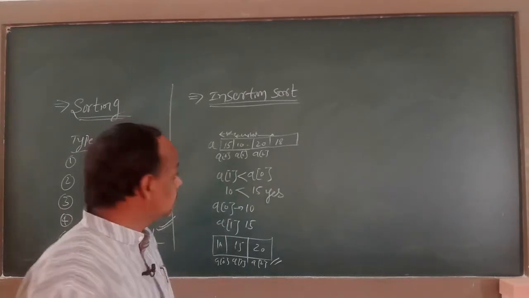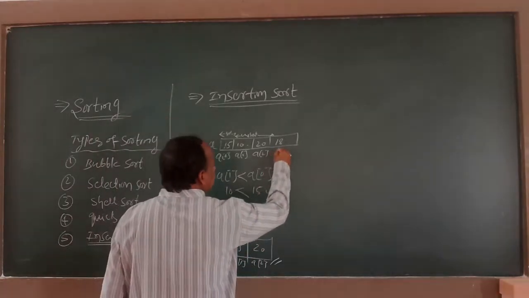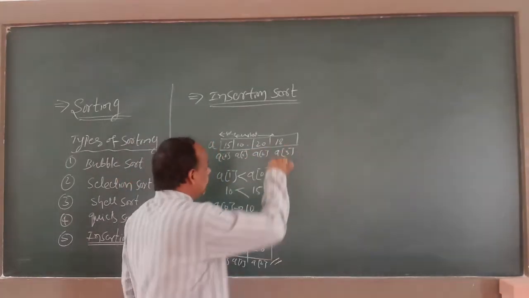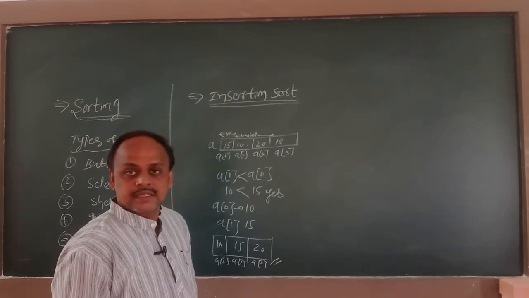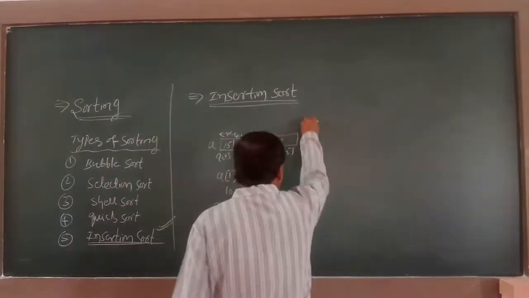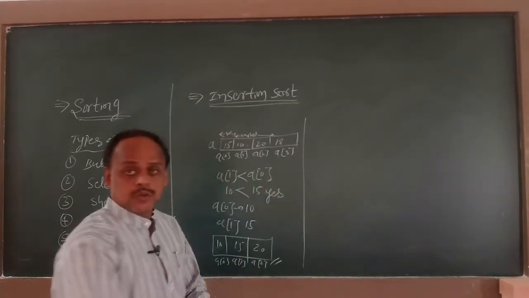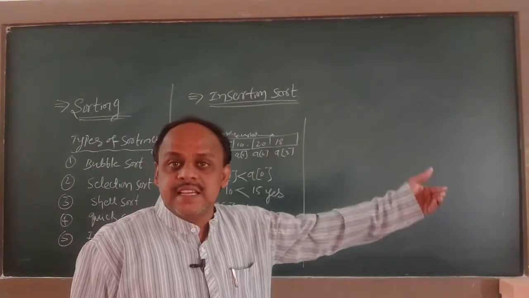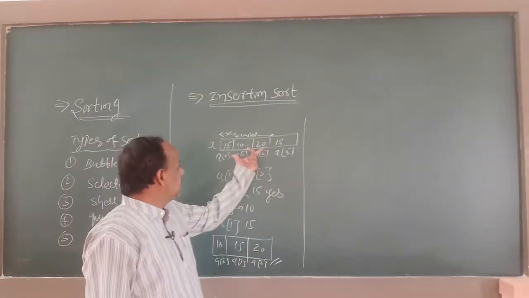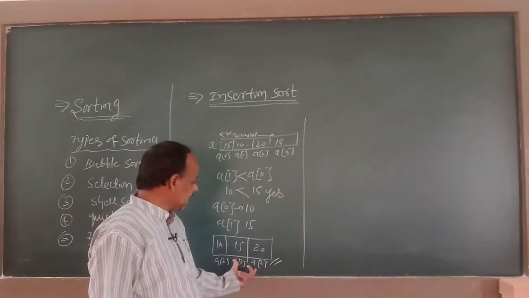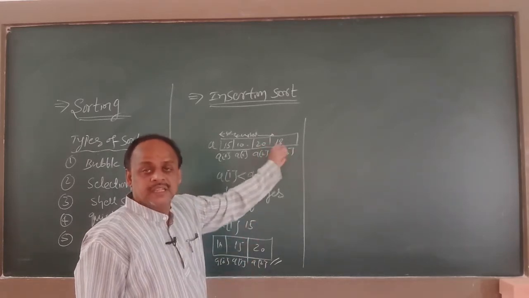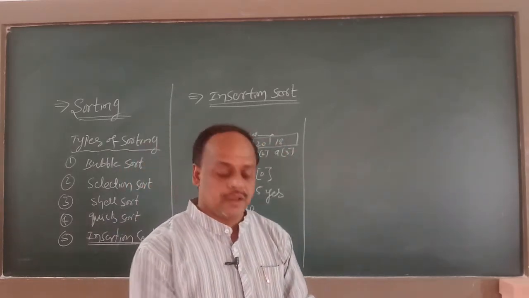Now let us consider one more position, that is A of 3, which contains say 18. Then see what happens. When the array size increases, the steps also increase. Previously only 3 elements were there, and in a single step we got a sorted array. Now I consider one more element. See how the process goes on.